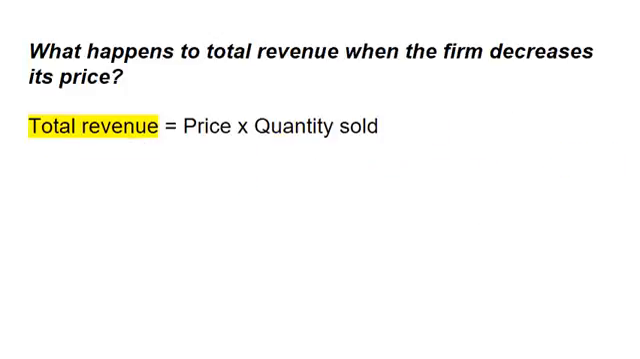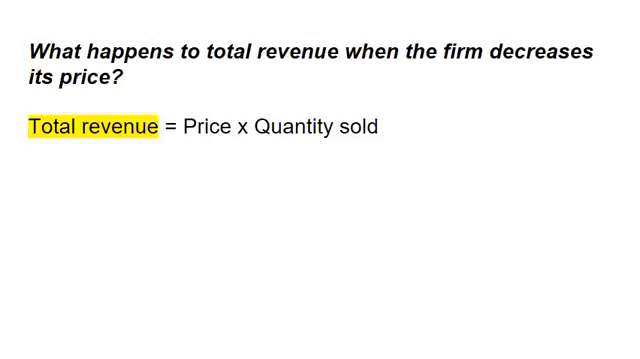Now, it turns out that whether the demand is elastic or inelastic determines what happens to total revenue when the firm changes its price. Total revenue is price times the quantity sold. It refers to the amount of revenue the firm brings in when it sells its output. Total revenue is not profit. It's merely income. It's the flow of dollars in when consumers purchase goods.